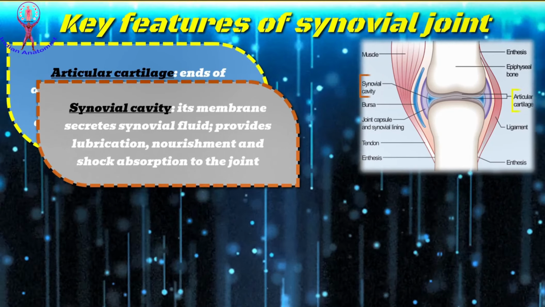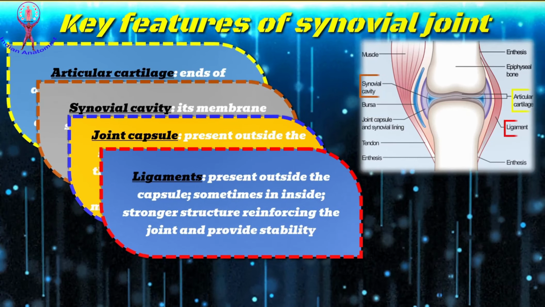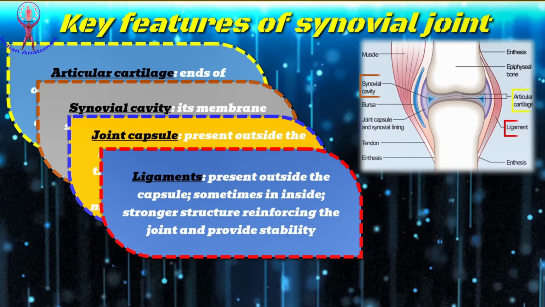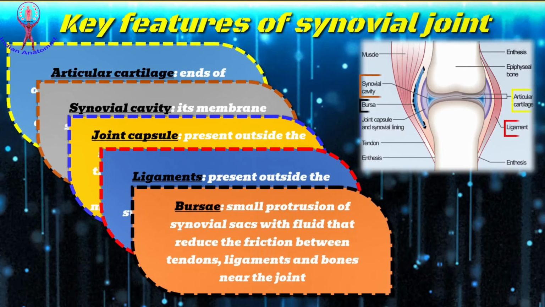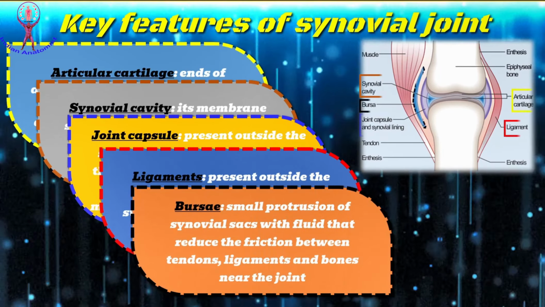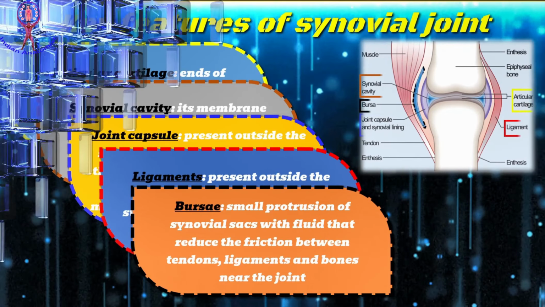Now coming to number 4, the ligaments. These are made of dense connective tissue, present outside the joint capsule, and sometimes inside. These are strong structures, reinforcing the joint and providing stability. At last, bursa. In plural, bursae, are small pocket-like protrusions of synovial membrane with fluid, that reduce the friction between tendons, ligaments, and bones near the joint.